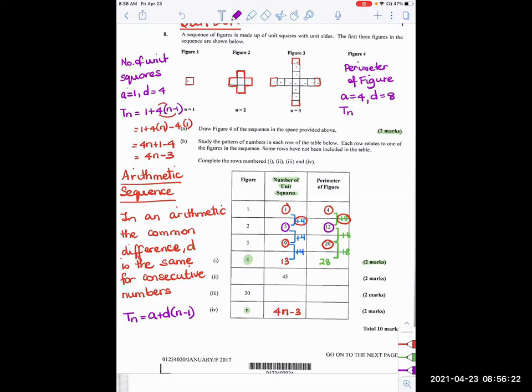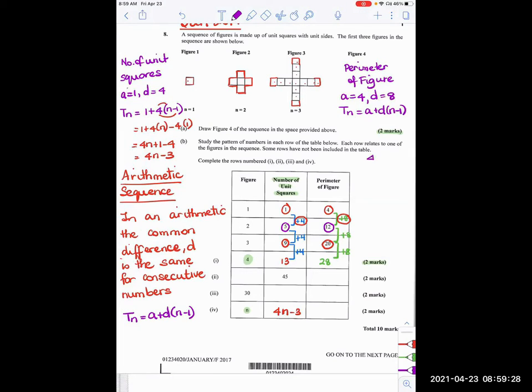So go ahead and make an attempt. The formula Tn is A plus D open bracket n minus 1. So put in the values and get the formula for me for the perimeter. I will give you all a couple minutes. You are supposed to get 8n minus something. Is anyone still writing? No, miss. Let's see what you all have.